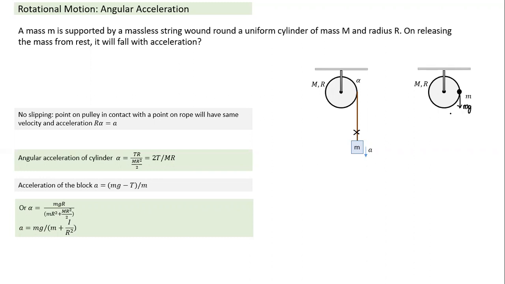And what is the moment of inertia of the system? It is the moment of inertia of the cylinder plus the moment of inertia of this mass. What is the angular acceleration? The angular acceleration is mg into r divided by the total moment of inertia: the moment of inertia of the cylinder plus m into r square. If I divide the whole thing by r square, I get the alpha. So we can think of it like this also.